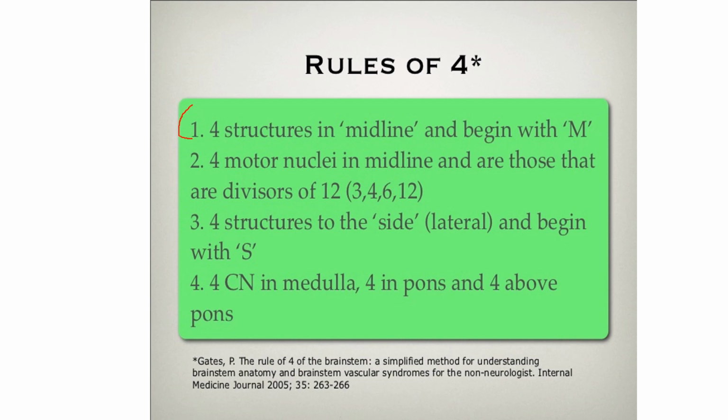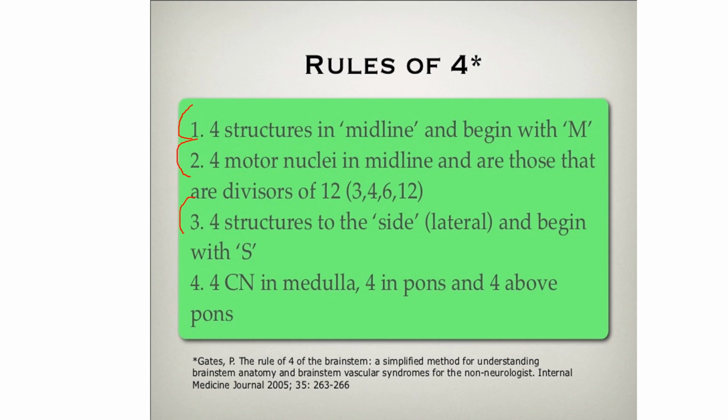Number 1, 4 structures in the midline that begin with M. Number 2, 4 motor nuclei in the midline that are divisible into that 12, remember. So we're looking at that 3, 4, 6, and 12. We kind of ignore 1 and 2 when we're looking at this because 1 and 2 are not in the brainstem, remember.